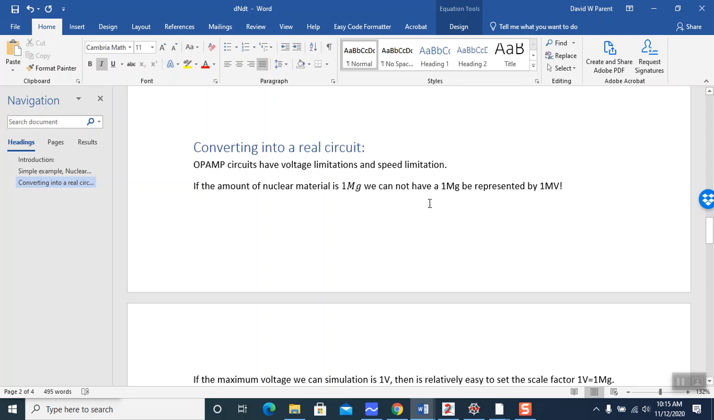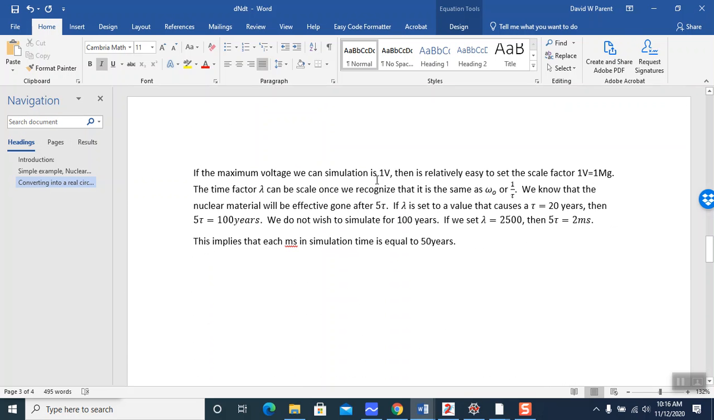Now, one thing that we have to do is convert our equation to something that the simulator won't saturate with. If you have a megagram of material, we can't have a megagram be represented by a megavolt. This system is plus or minus 3 volts. So to keep it easy, if we can only go to 1 volt, then we can just set 1 volt equal to 1 megagram.